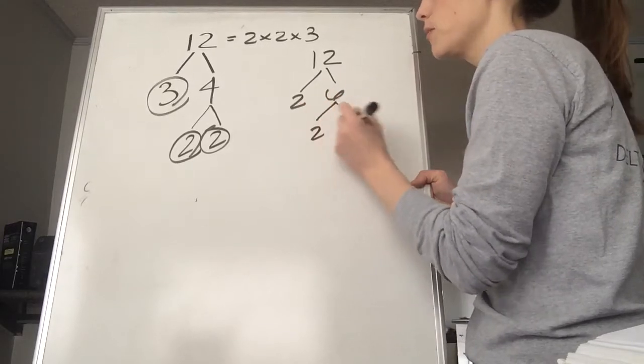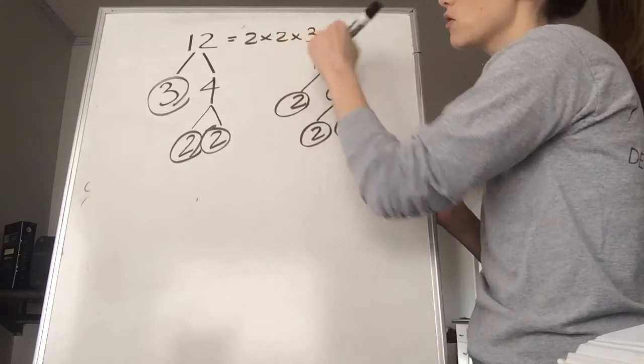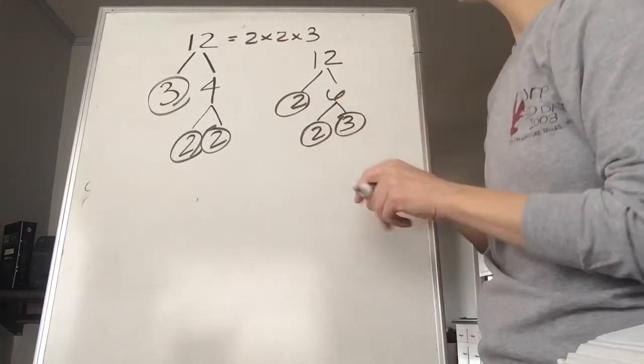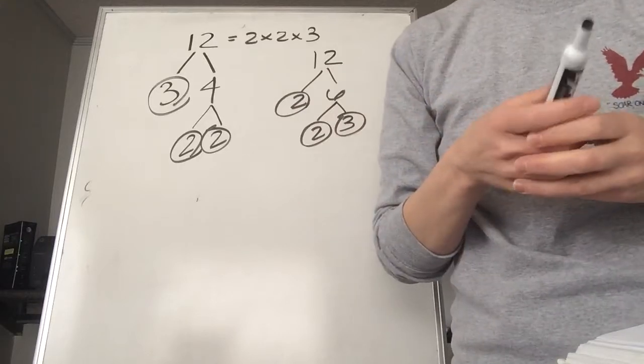So 2 times 3 will give you 6. So you're still left with 2, 2, and 3. So you're going to come down to the same prime factors. You just got to continue to break down each factor.